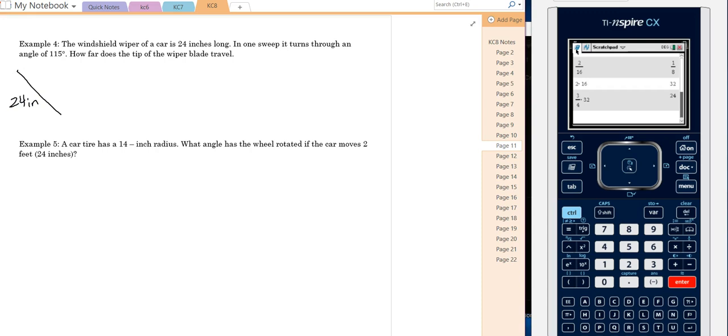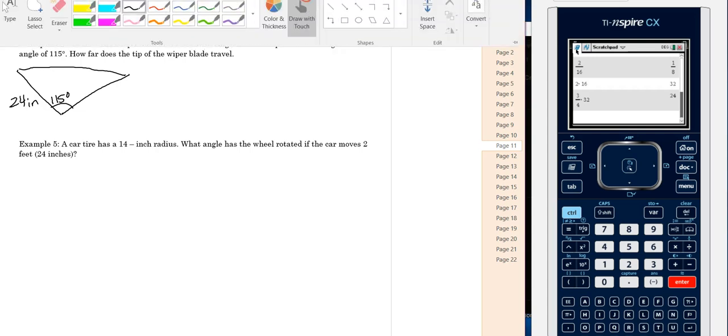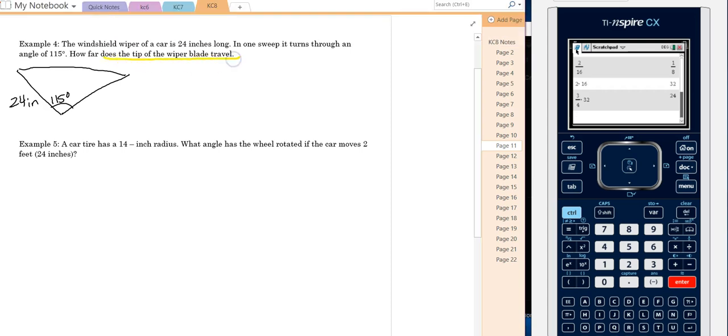Then it says in one sweep, it turns an angle of 115. So this is going to technically move this way and sweep across, right? It's going to go back and forth. Now they told us that this back and forth motion is 115 degrees. It says how far does the tip of the blade travel? So what we're trying to figure out here, tip of the blade is asking us what this arc is, right?